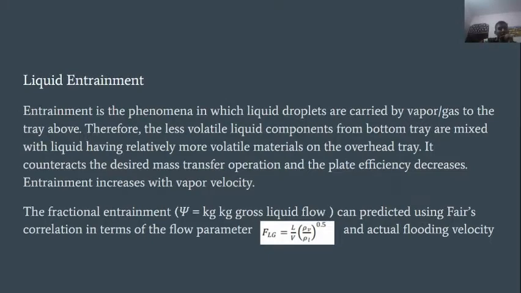Now the second type of condition we find is liquid entrainment. Entrainment is the phenomenon in which liquid droplets are carried away by vapor gas to the tray above. So the less volatile liquid components from bottom trays are mixed with liquid having relatively more volatile components on the overhead tray. It counteracts the desired mass transfer operation and plate efficiency decreases. Entrainment increases with vapor velocity. The fractional entrainment, that is the amount of liquid carried away in kg divided by gross liquid flow, can also be predicted using Fair's correlation in terms of flow parameter and actual flooding velocity.